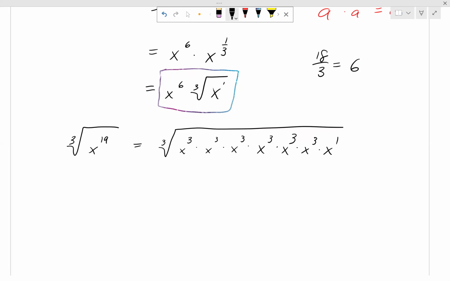Right, so this should add up to 19. 3 plus 3 is 6. 6 plus 3 is 9. 9 plus 3 is 12. 12 plus 3 is 15. 15 plus 3 is 18. 18 plus 1 is 19.